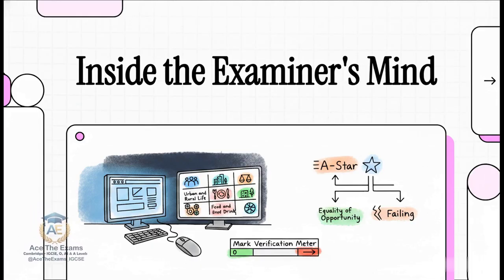We are going to simulate a high-stakes, point-of-view experience because here's the absolute truth. By the time I finish reading your very first paragraph, I already know. I know if you are operating at an A-star tier or if you are slipping dangerously down into a failing threshold. So let's pull back the curtain and see exactly what happens when your exam paper hits my screen.